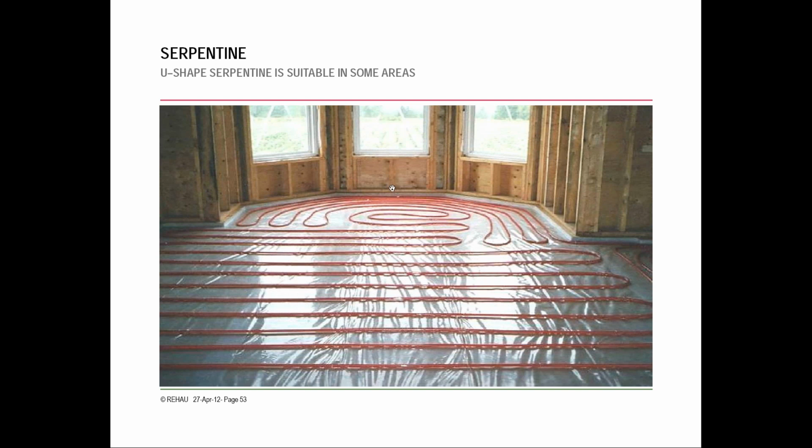Here you can see they've just conformed it to the outside wall. I mean, as you can see, this is not really rocket science. All you're doing is looping back and forth and then going back towards your manifold. As long as you keep it simple and plan out ahead of time, you're really not going to run into too many issues with the radiant system.